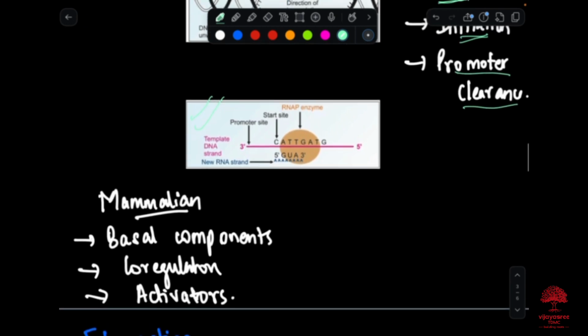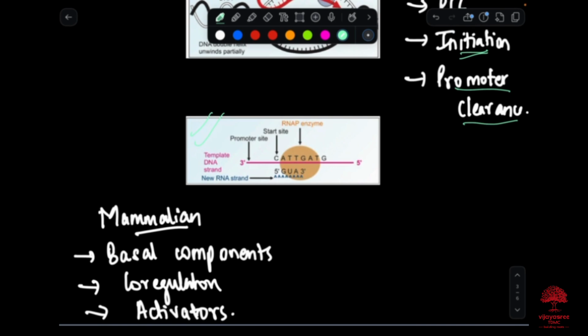Now, if it's a mammalian system, there are three classes of transcription factors. They have basal components, co-regulators, and activators. As we earlier mentioned, the mammalian system has a TATA box, and that is recognized by the TATA binding protein. There are about 7 transcription factors present, which together are called TFII.